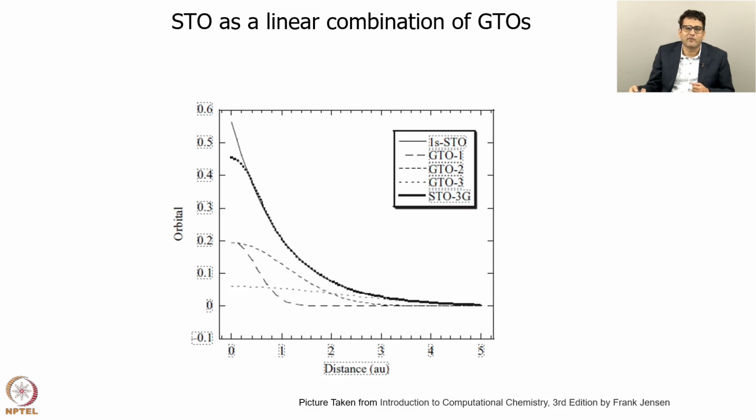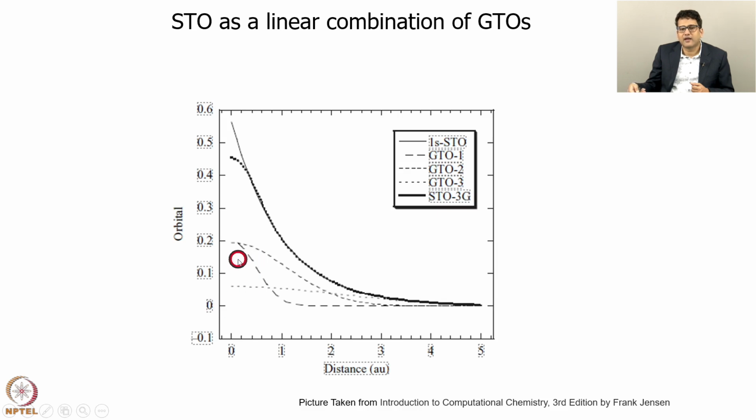It does not have the correct behavior of the molecular orbital. This is how my Slater orbital looks like, the black one. Of course, none of the Gaussians I have, GTO1, GTO2, GTO3, none of them give you the correct behavior. If you see the lowest one, the GTO3, it actually gives you a correct behavior at r equal to infinity, whereas at r equal to 0 the behavior is completely wrong.